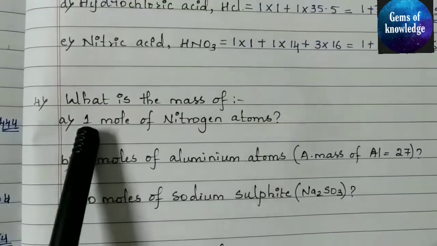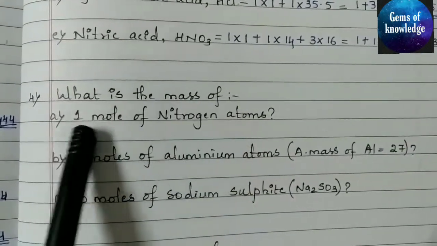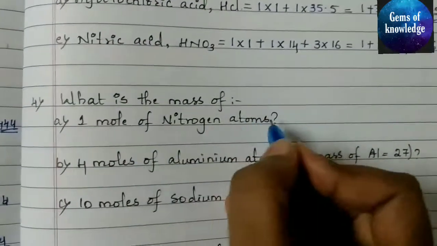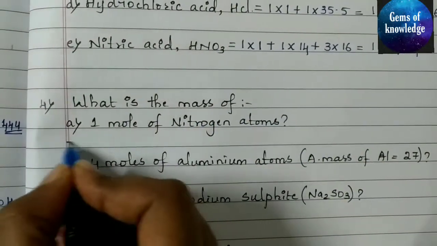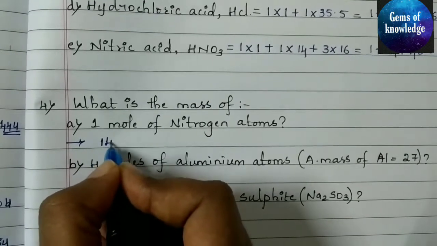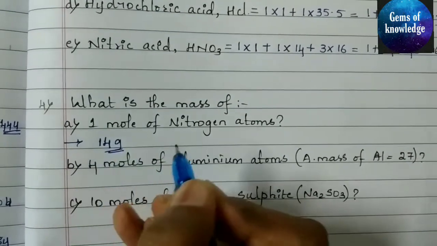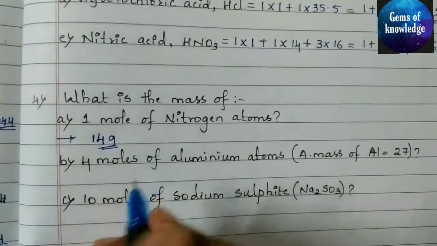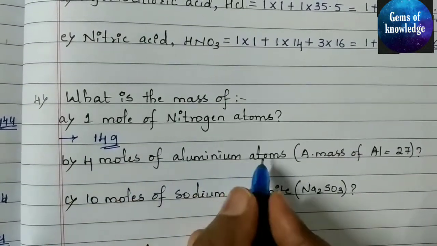Okay, then coming to the fourth question, what is the mass of 1 mole of nitrogen atom? So directly you can write, nitrogen is having atomic mass as 14. So it is nothing but 14 grams. Okay.